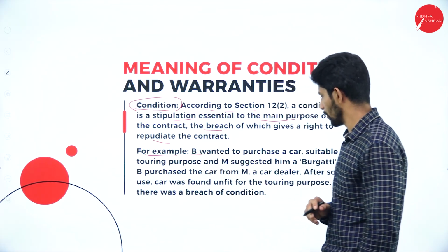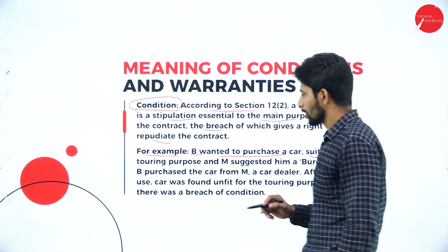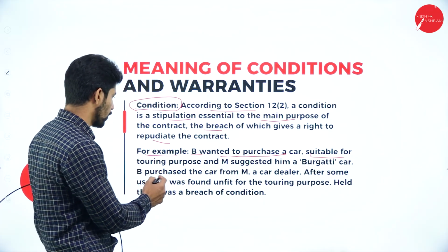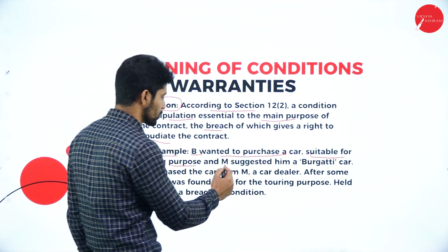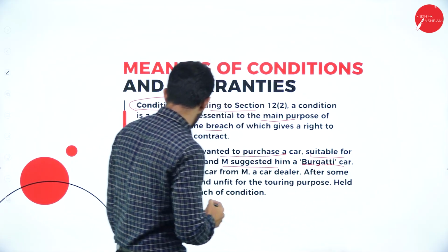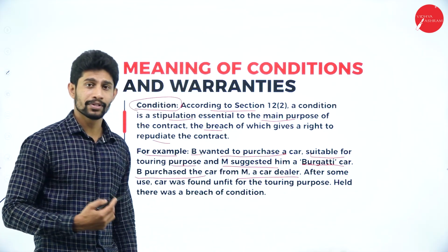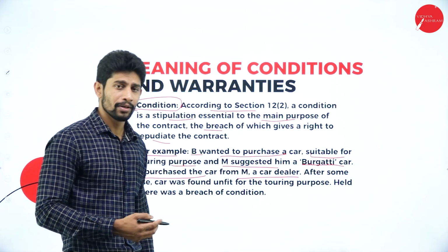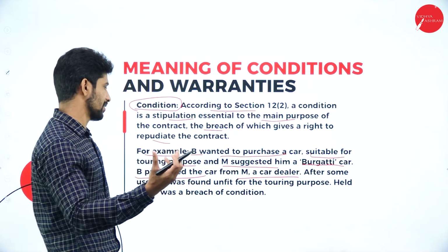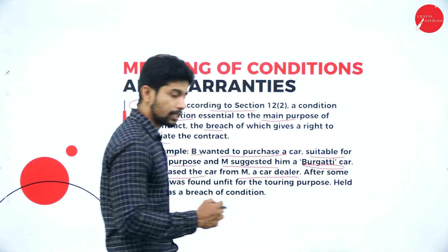B wanted to purchase a car suitable for touring purpose. So Mr. B wanted to purchase a car which is suitable for touring purpose, and Mr. M suggested him a Bugatti car. B purchased the car from Mr. M, a car dealer. Mr. B wants to purchase a car, but which kind of car? He wants a car which is suitable for tour and trip purpose. So Mr. M suggested purchasing the Bugatti car.